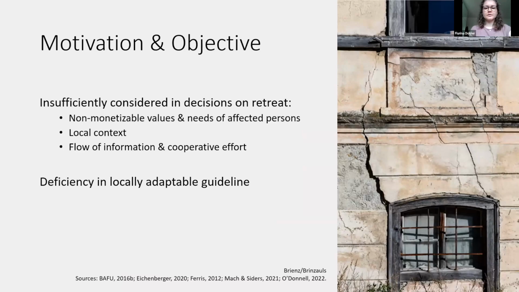Researchers have found that values that are difficult or impossible to monetize are often disregarded when making decisions about retreat. Such are, for example, most social or environmental factors, as well as the needs of the relocated persons. There is also a deficiency in a locally adaptable guideline to managed retreat.